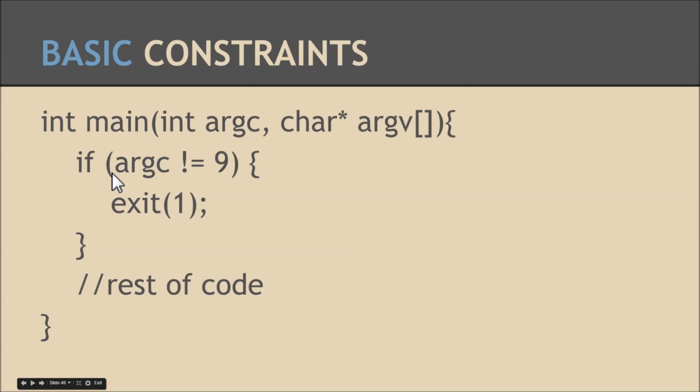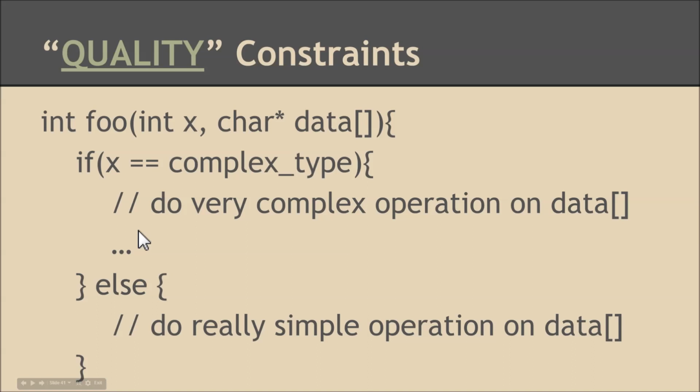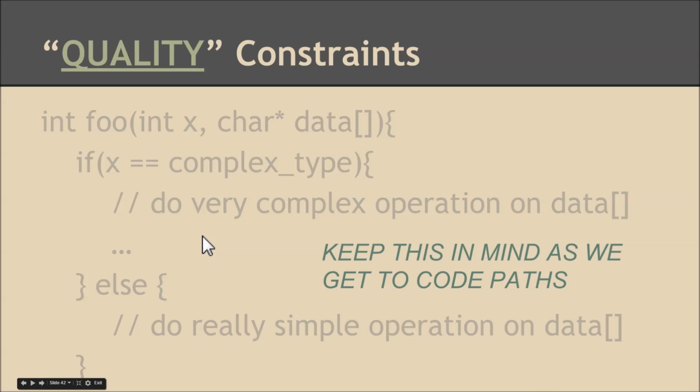So like I said, fuzzing in general must be common enough that it passes the basic constraints, but it must also be uncommon enough that it tests the uncommon cases. So, for instance, if x is a complex type, it does a very complex operation. Otherwise, it does a very simple operation. So it's very important to test both cases and perhaps focus more on complex stuff as well. So keep this in mind as we get to code paths.